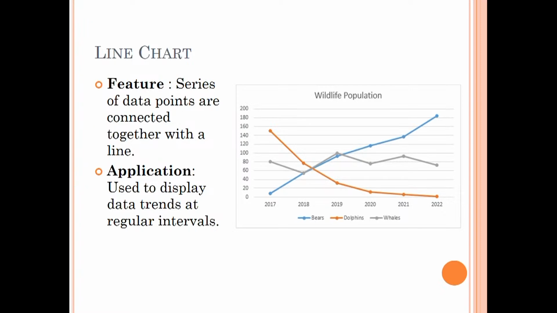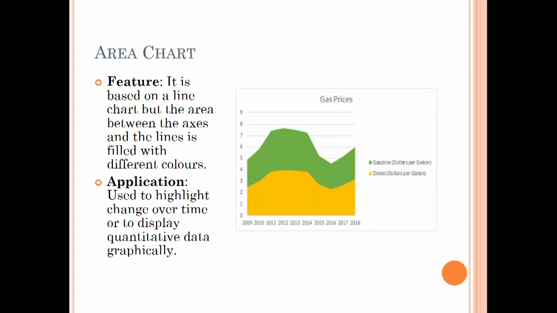So the example in front of you shows the wildlife populations. So we have three different options for this. The blue one represents the bears, the orange one represents the dolphins, and the grey one represents the whales. So on the y-axis we have the numbers, on the x-axis we have the year. So it is demonstrating the population at a regular interval of a year.